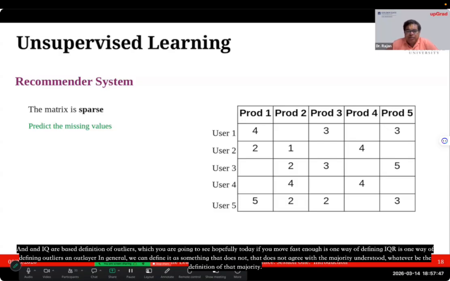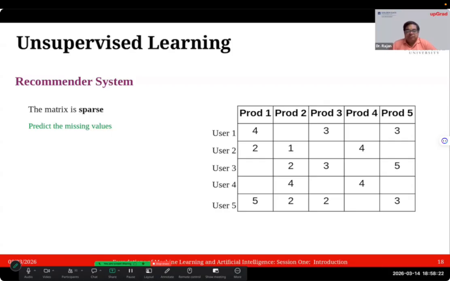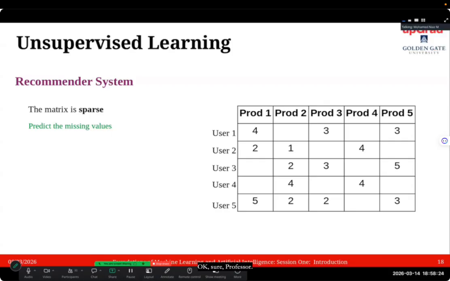Correct. And the IQR-based definition of outliers, which you are going to see hopefully today if you move fast enough, is one way of defining outliers. An outlier, in general, we can define as something that does not agree with the majority, whatever be the definition of that majority. For example, we might be building a model, and a particular point does not get modeled properly by this model.